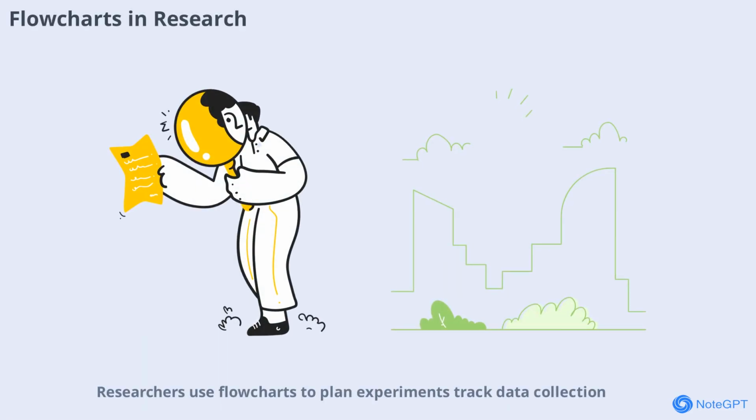Researchers use flowcharts to plan experiments, track data collection, and analyze results. Flowcharts help ensure that every step is followed and that nothing is overlooked. This leads to more reliable and reproducible research outcomes.